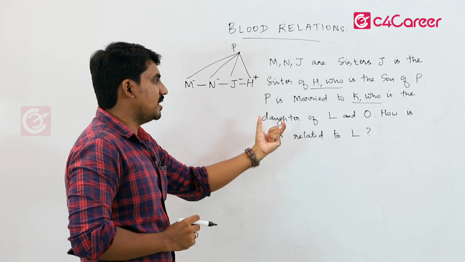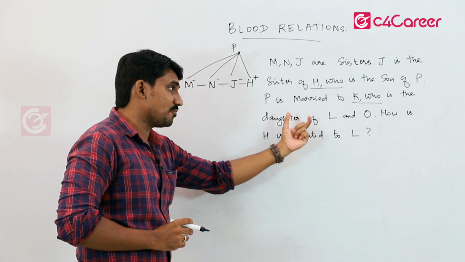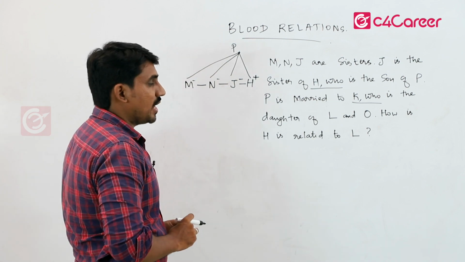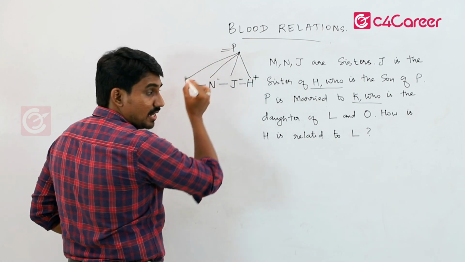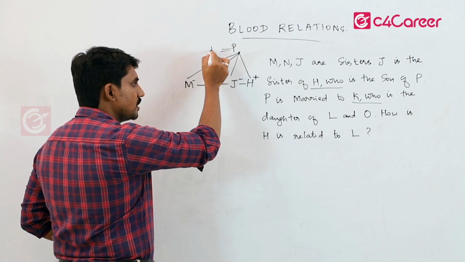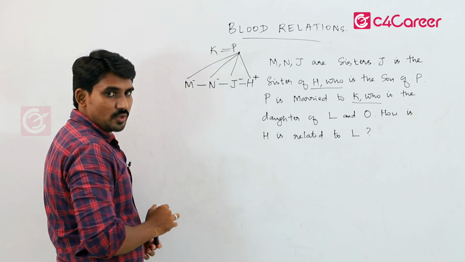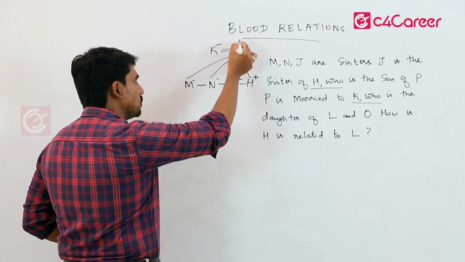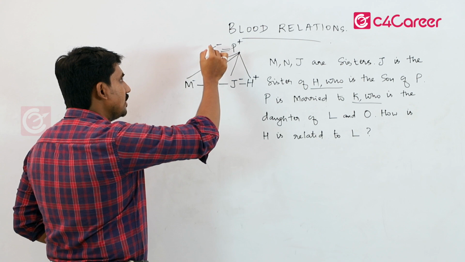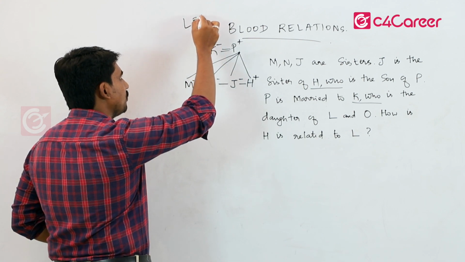K, who is the daughter of L? Who is the daughter of L and O? Clear? So K is the daughter. Now we confirm P is married to K with a double dash. And who is the daughter of L and O? Therefore K is minus and P is plus. Clear? And this K is the daughter of L and O.